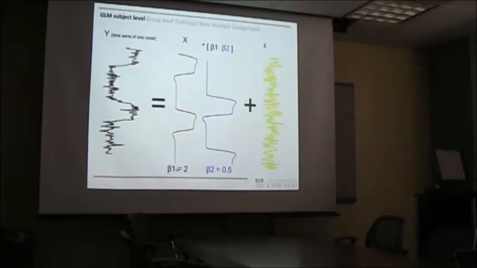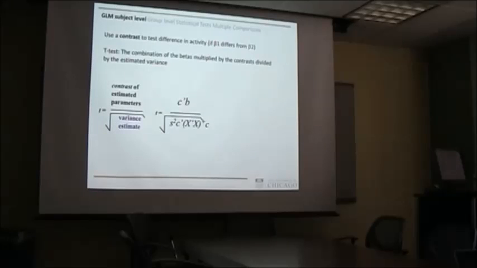So you've now established how well the model, and each part of the model, fits the time series. And what you then might want to do is test which part of the model fits your observations better. We do that by using a contrast. So you use a contrast to test the differences in activity. You want to test whether this first beta value differs from your second beta value. The way to do it is to use a combination of these beta values multiplied by a contrast, and then you divide that by your estimated variance. And that will basically give you a t-value.